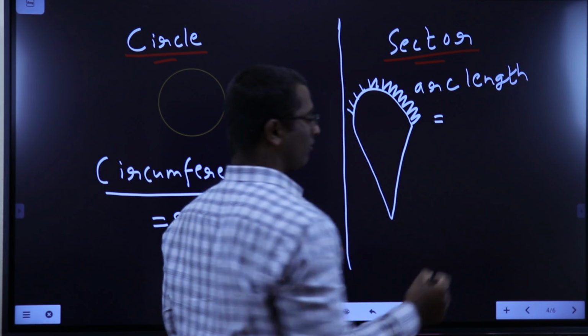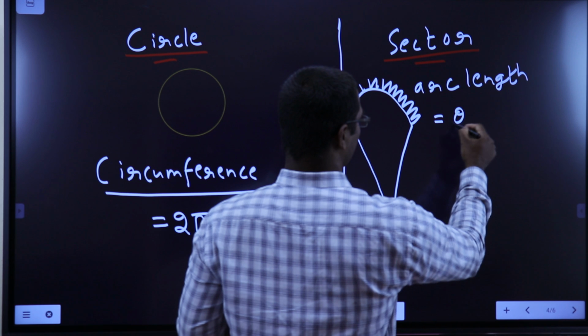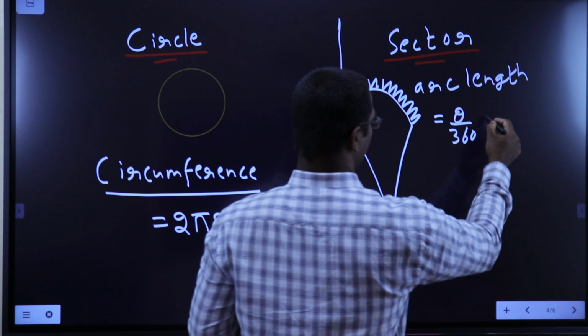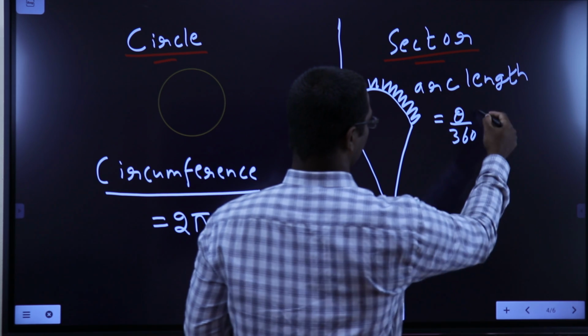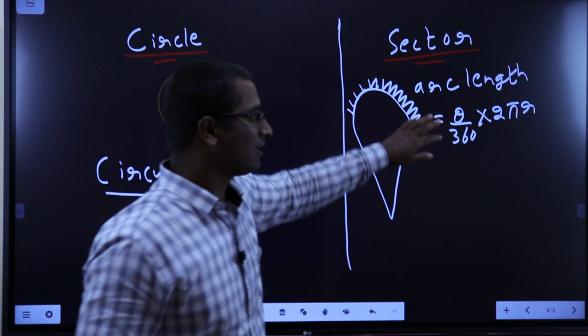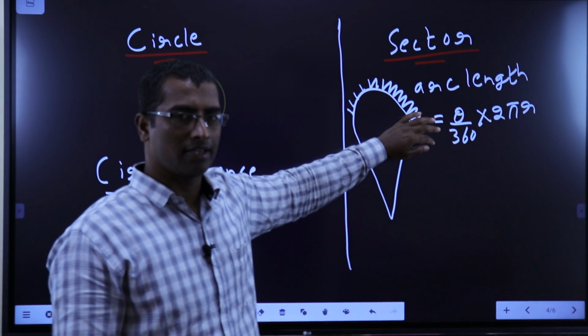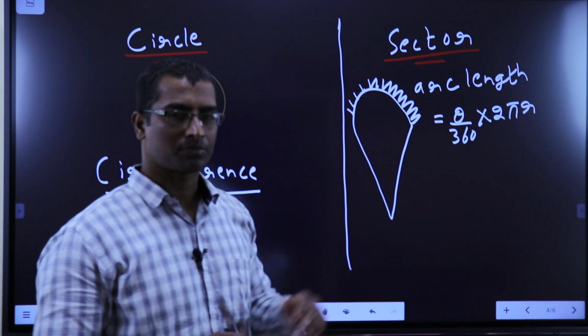What is the formula for arc length? Before 2 pi r, just put theta by 360. Right? This is the formula for calculating arc length. The condition is that theta should be in degrees.